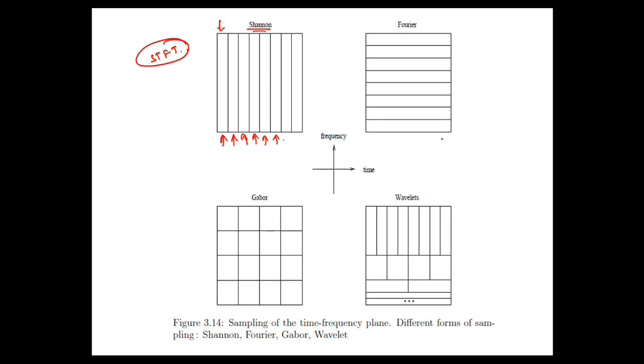In the normal Fourier transform, if you see what we do, the window length is totally in the time domain. We have good resolution in the frequency domain and bad resolution in the time domain, whereas in Shannon windows, we have good resolution in the time domain and bad resolution in the frequency domain. In Gabor, we have square windows where we sample both time and frequency.